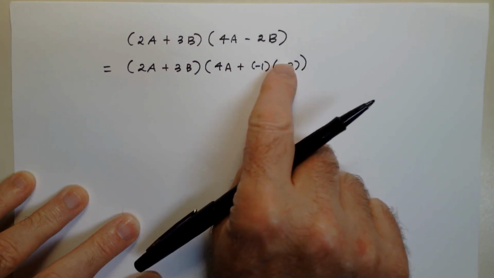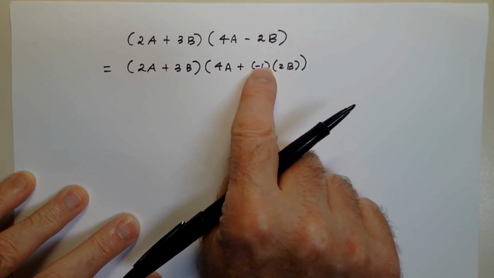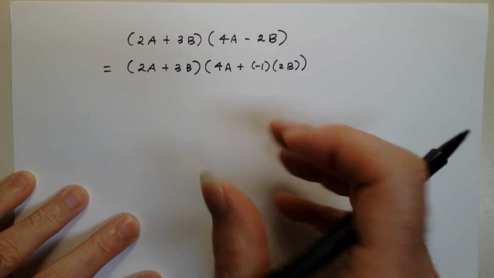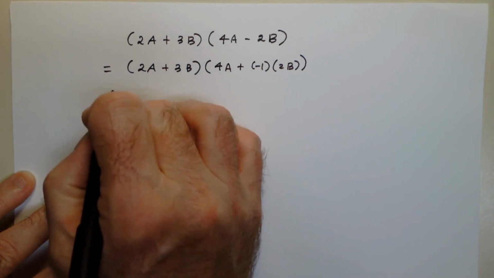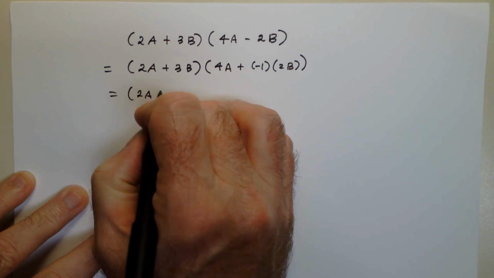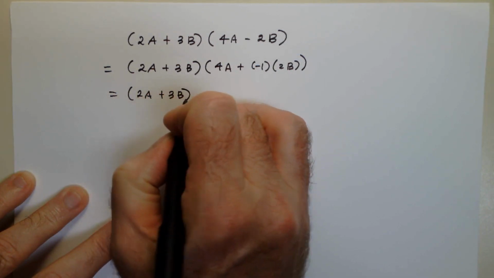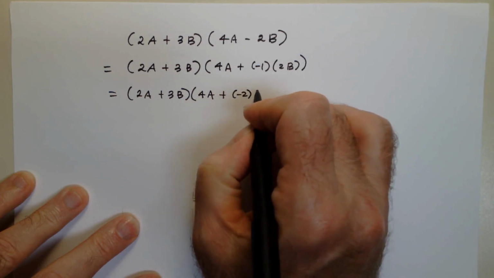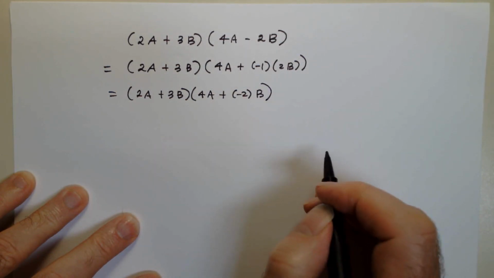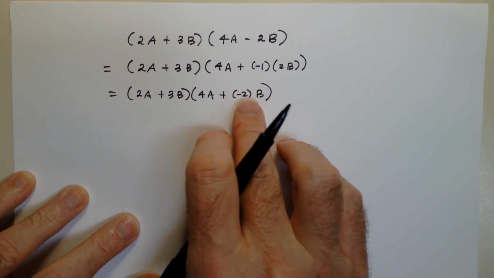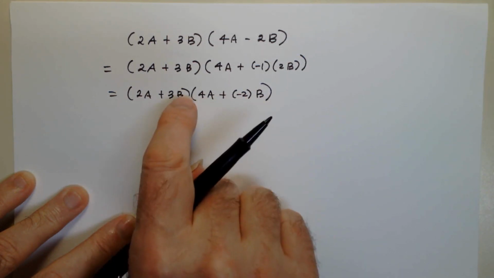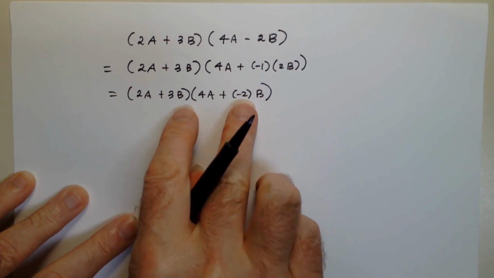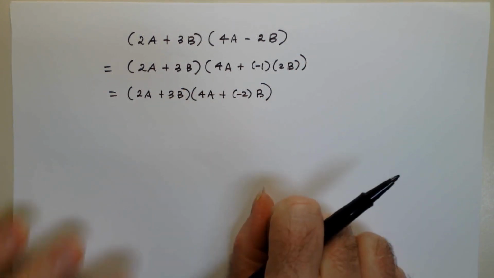Now we can use our double scaling law. We can think of this as minus 2 times b, the scalar minus 2 times b. So let's do that. Okay, so we can think of that as a single matrix, minus 2 times b. This is 4 times a, 3 times b, and 2 times a. And now we just have matrix addition here throughout.